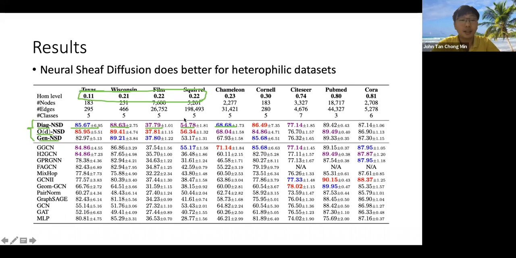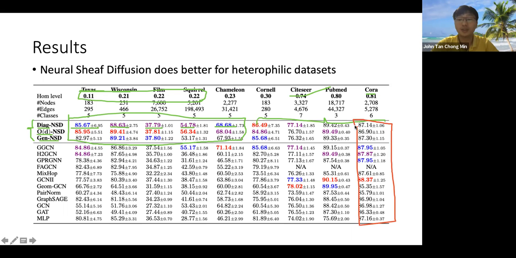So you can see that especially in the heterophilic case, neural Sheaf diffusion kind of rocks, right? It gives very good performance. But for all the homophilic datasets, like Cora, actually Cora is a dataset that doesn't differentiate that much, because I think the feature space is already good enough that you don't even need the graph.